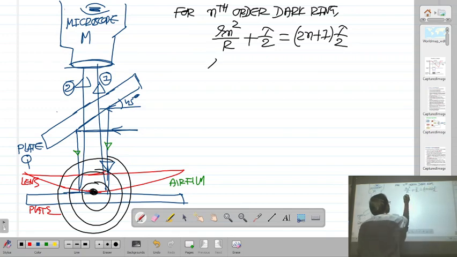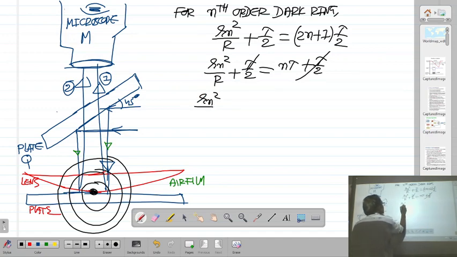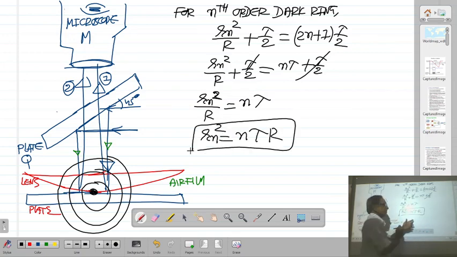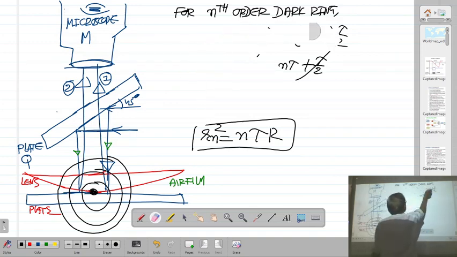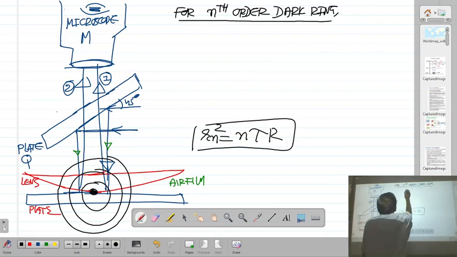Now this (2n+1) lambda by 2 can be written as 2n into lambda by 2, which is n lambda, plus 1 into lambda by 2, which is lambda by 2. Lambda by 2 is cancelled. So r_n squared upon R is equal to n lambda. So r_n squared is equal to n lambda R. This equation gives the radius of the nth order dark ring, which we have already obtained. So the radius of the nth order dark ring: r_n squared is equal to n lambda R.